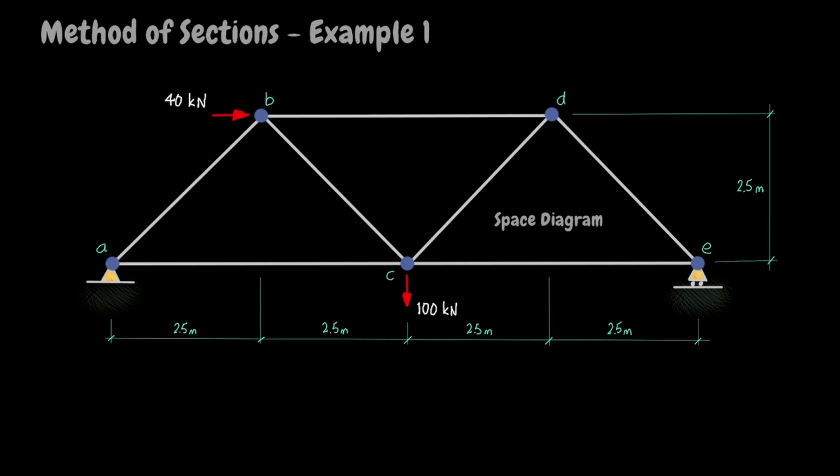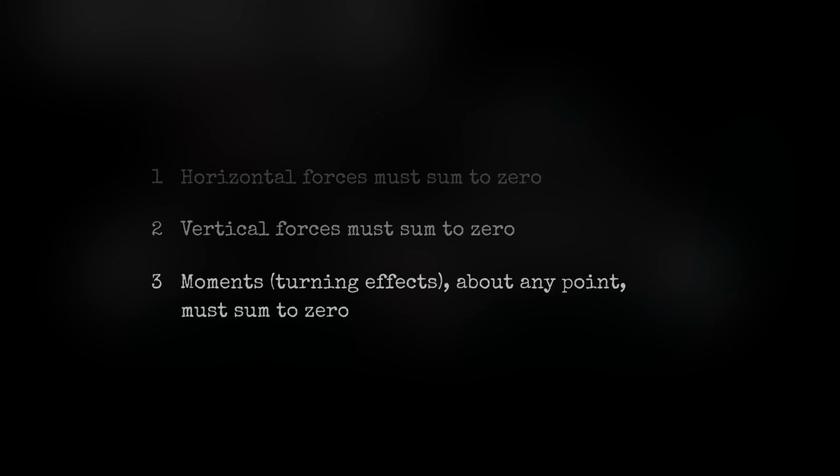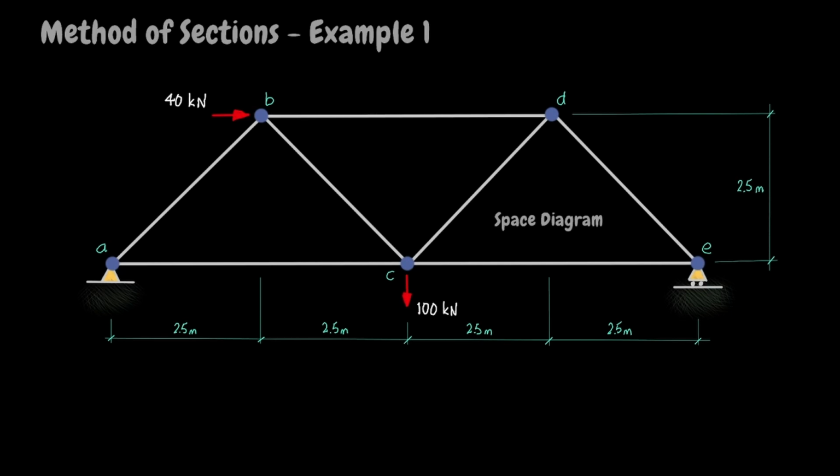And that means there is a minimum of 3 equilibrium equations available to us. These equations are commonly expressed as horizontal forces must sum to 0, vertical forces must sum to 0, and moments about any point must also sum to 0. This means we can use the principle of equilibrium to analyse substructures of the frame involving up to 3 unknown forces. This fact is exploited when using the method of sections.